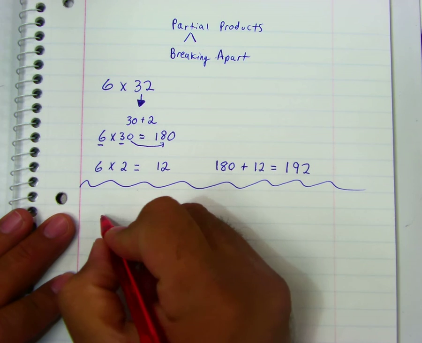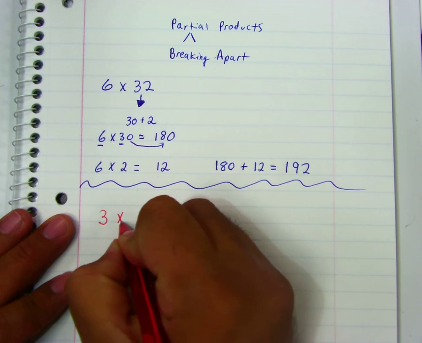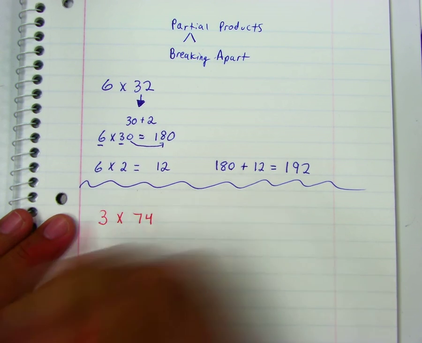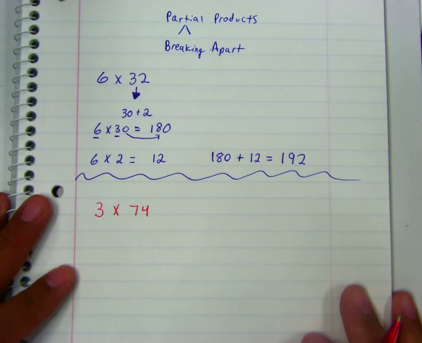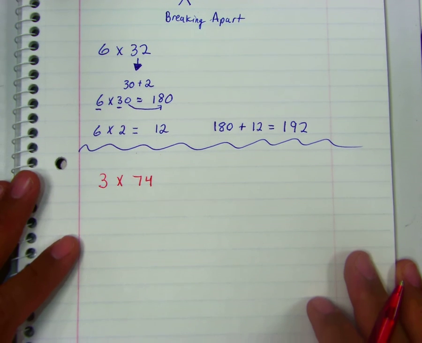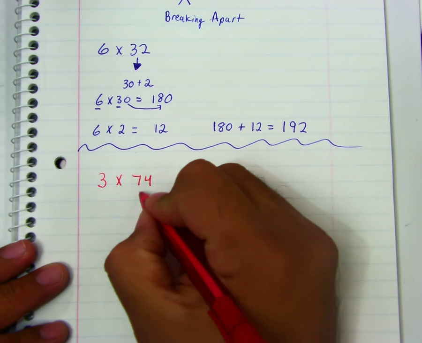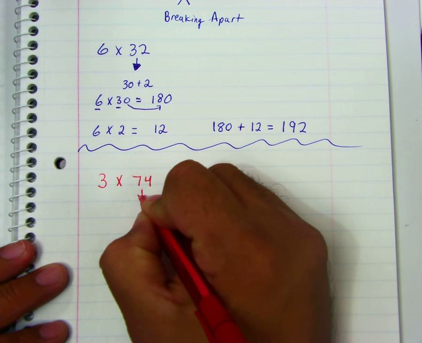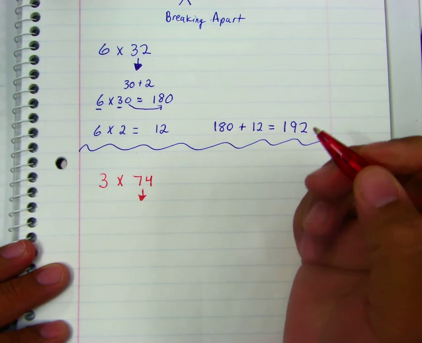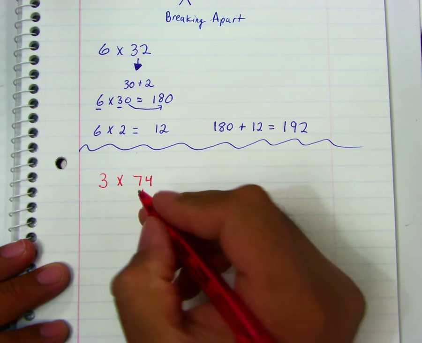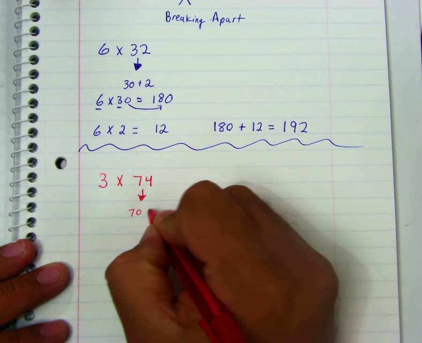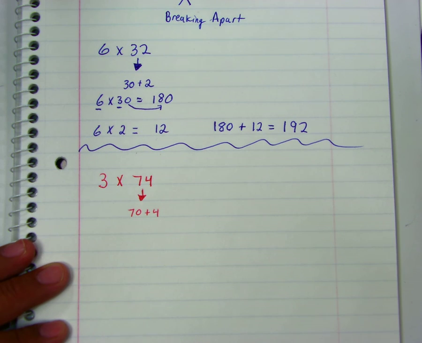And let's go with 3 times 74. So the first thing that we do is we take that second factor of 74. We break it apart into its place value, which is its tens and ones. So 74 is going to become 70 plus 4.